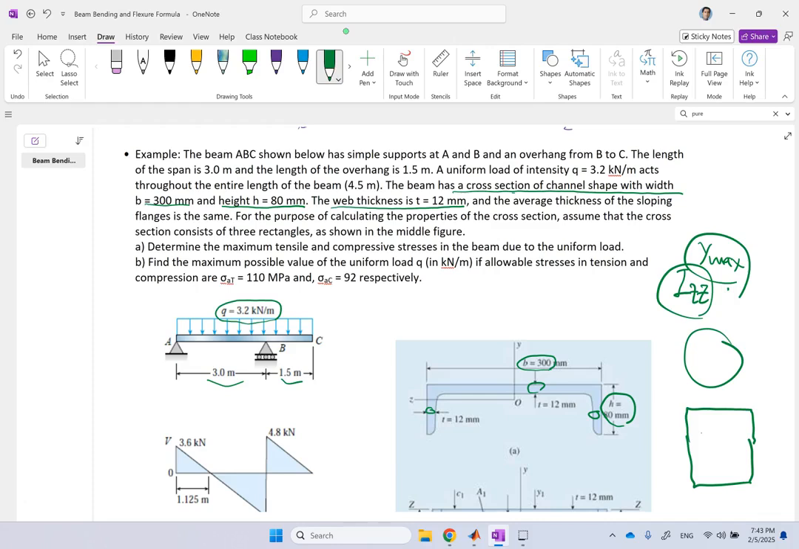Okay? Now, here we want to find what? First, we want to find the maximum tensile and compressive stress in the beam due to this load. Second, if Q is unknown, so instead of being given, if we don't know how much it is, but we know the allowable stress in tension and compression for the beam are 110 and 92 megapascals respectively, we want to find how much would be that uniform load that you can put on the beam before it breaks.